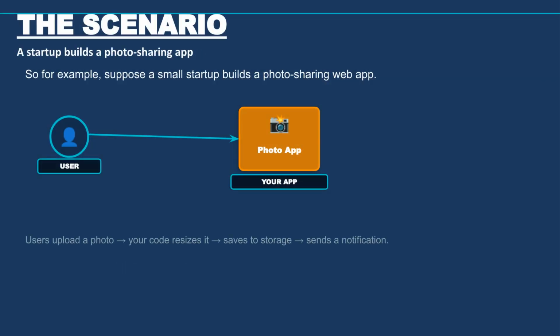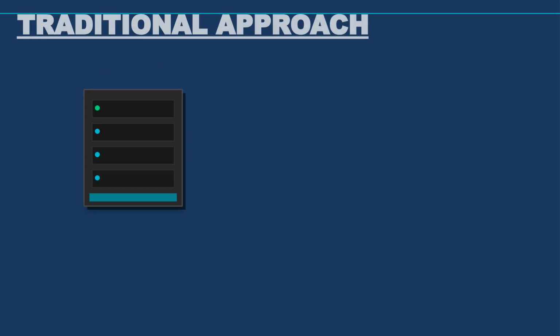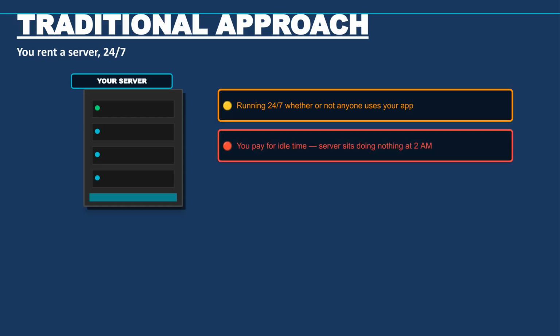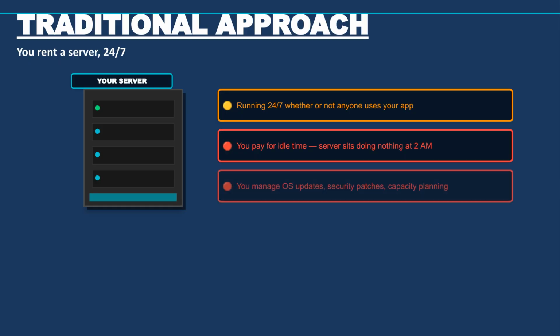Let's explore a scenario. A startup builds a photo-sharing web app. Users upload a photo, and the code resizes it, saves it to storage, and sends a notification. In the traditional approach, you rent a server running 24/7. This leads to paying for idle time, managing OS updates and security, and manually adding servers to handle traffic spikes.